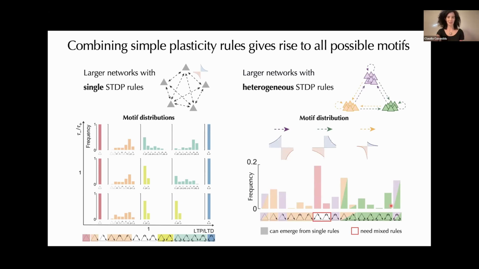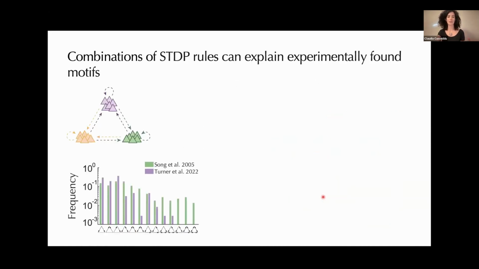But then the interaction of the rules was what was interesting, because it led to the formation of the new motifs that we were lacking with any other single rule. So once we found this way to generate all possible motifs, obviously we wanted to take a step beyond, and we asked whether we could also identify combinations of STDP rules that could reproduce the motif distributions in real cortical networks as they did in the data.